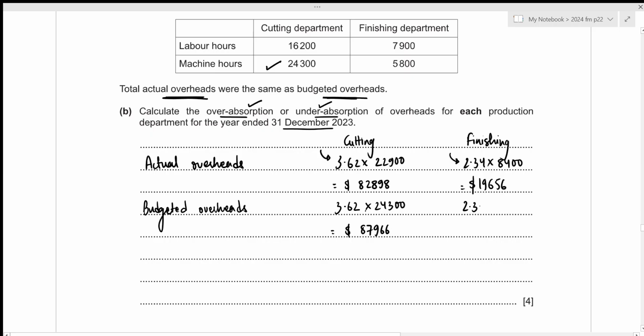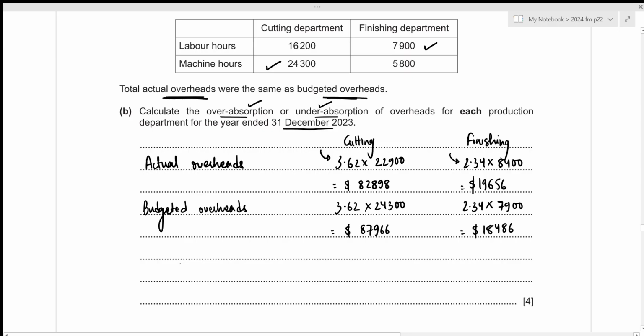That will be 2.34. Now we need to multiply it by our actual labor hours, since labor hour was the basis for the overhead absorption rate of the finishing department. So 7,900. This results in the value of 18,486.